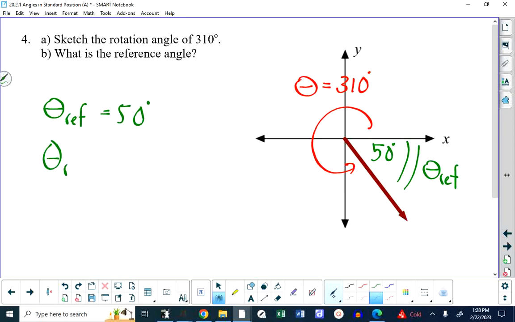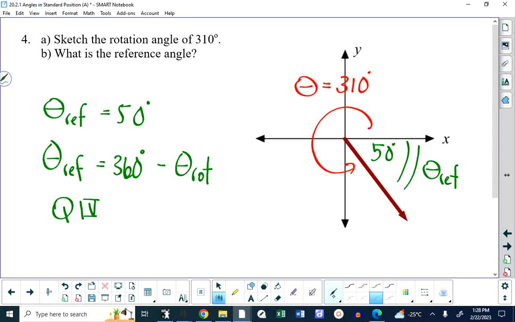And the reference angle will always be, in quadrant 4, 360 degrees minus the rotation angle. Again, I'm not using colors here. I'll use the colors on the diagram. This is really the lesson. Once you get past what the definitions are for a rotation angle and a reference angle, this is the lesson.